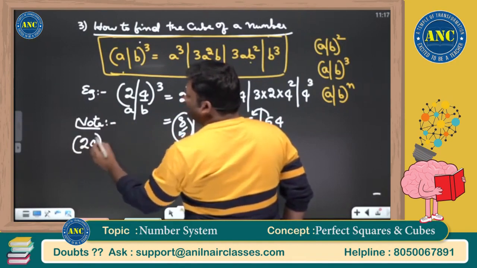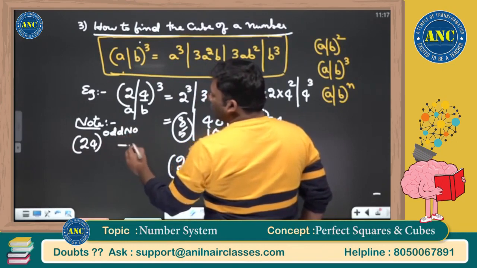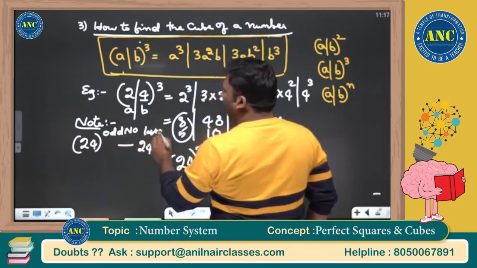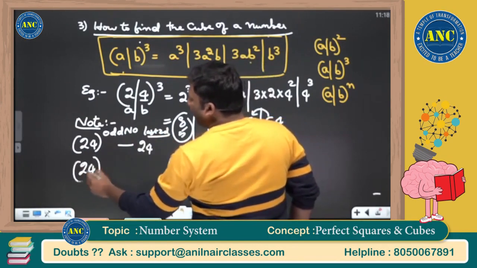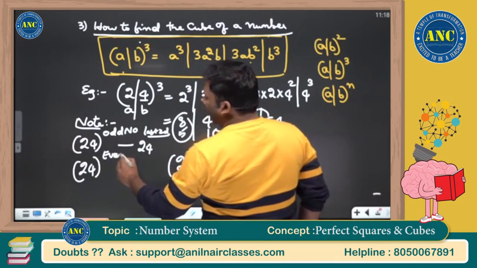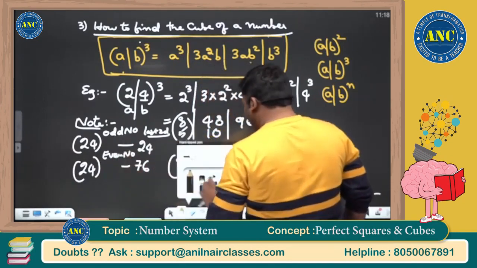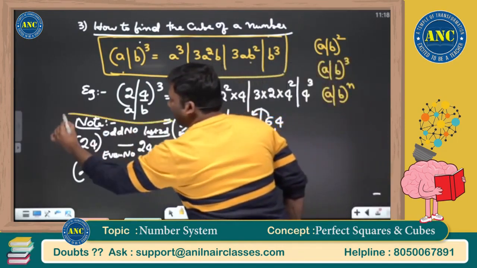24 power odd number: last 2 digits is always 24. 24 power even number: last 2 digits is 76.